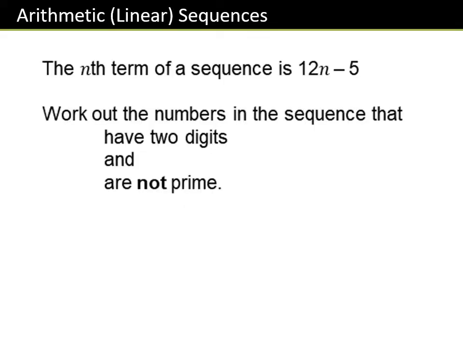Okay, this was quite a nice exam question. Have a go at working on this. So first thing we can do is write out the terms of the sequence. Beyond 91, they go into 3 digits, so we can discount those. We can cross out 7 as it doesn't have 2 digits. And now we want to know which ones of these are prime or not.